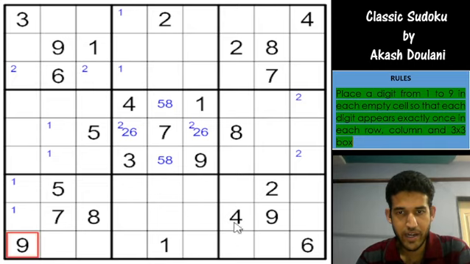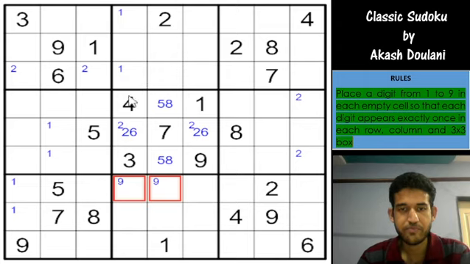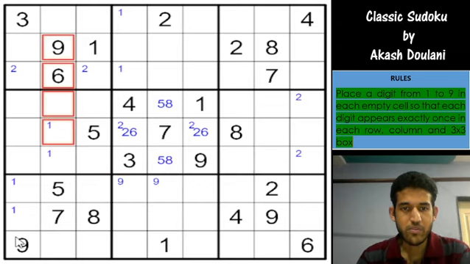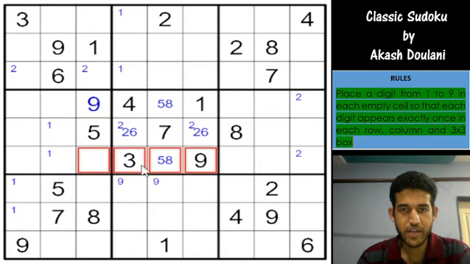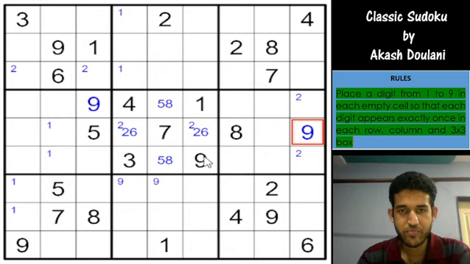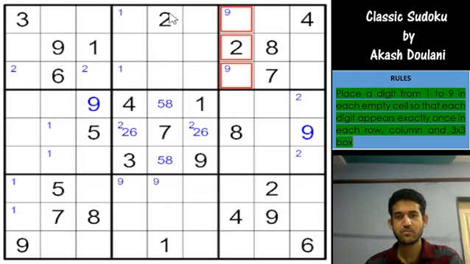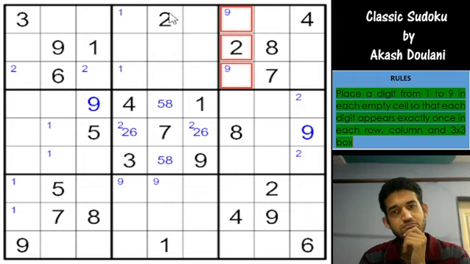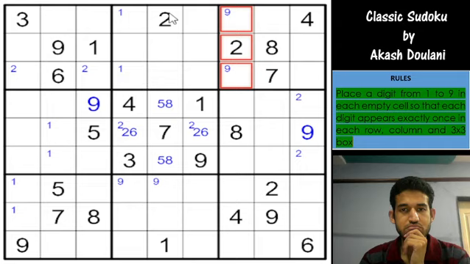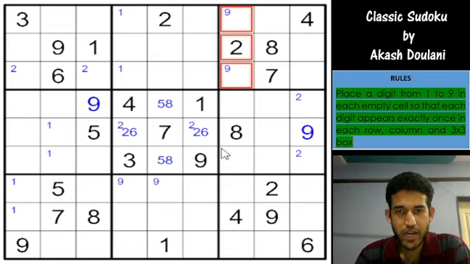9 is in row 9, 9 is in row 8, so 9 goes in one of these two cells. Okay, 9 is in column 2, 9 is in column 1, so that gives me a 9 here because of the 9 here, and that gives me a 9 here in row 5. 9, 9 and 9, that gives me a 9 here, which gives me a 9 in one of these two cells. Okay, so I think we may need to start writing more candidates here.